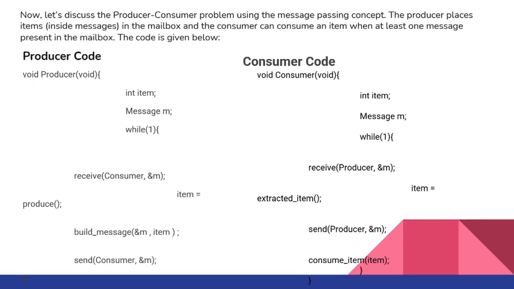Now let's discuss the producer-consumer problem using the message passing concept. The producer places an item in the mailbox, and the consumer can consume an item when at least one message is present in the mailbox. The code is given below: producer code and consumer code. In the producer code, the producer places an item in the mailbox. In the consumer code, the consumer can consume an item when at least one message is present in the mailbox.